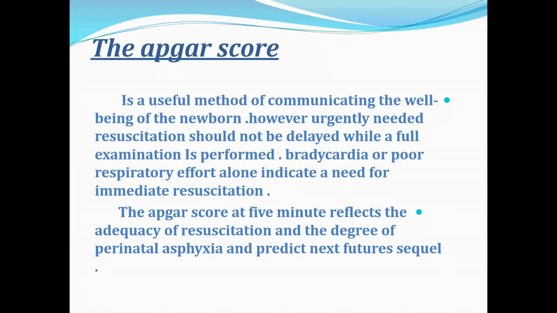So, as we say, we have five variables of the Apgar score. And the most important two of these five are to assess the heart rate and respiratory rate. Of course, the others are important, but the most important is to assess the heart rate and the respiratory rate, because oxygenation is our goal for the newborn to be resumed in a perfect way. The Apgar score at 5 minutes reflects the adequacy of resuscitation and the degree of perinatal asphyxia and predicts future sequelae.